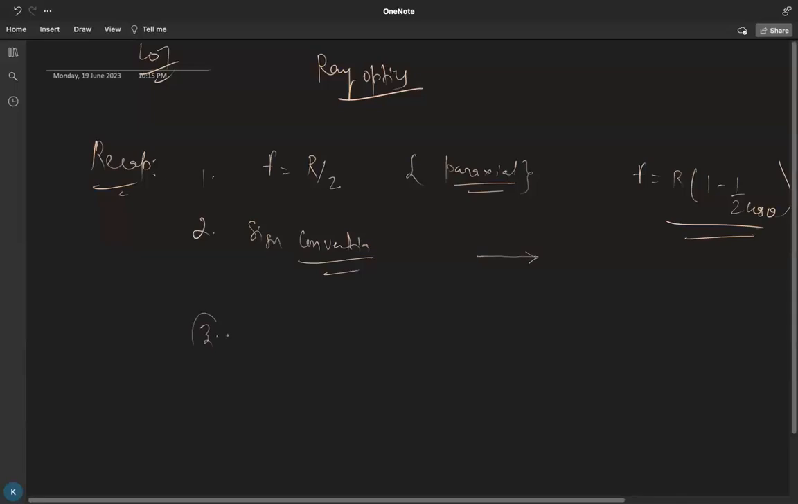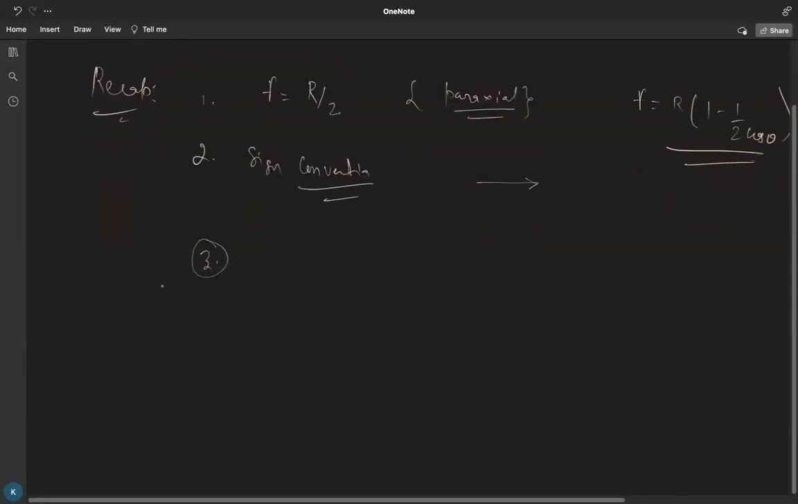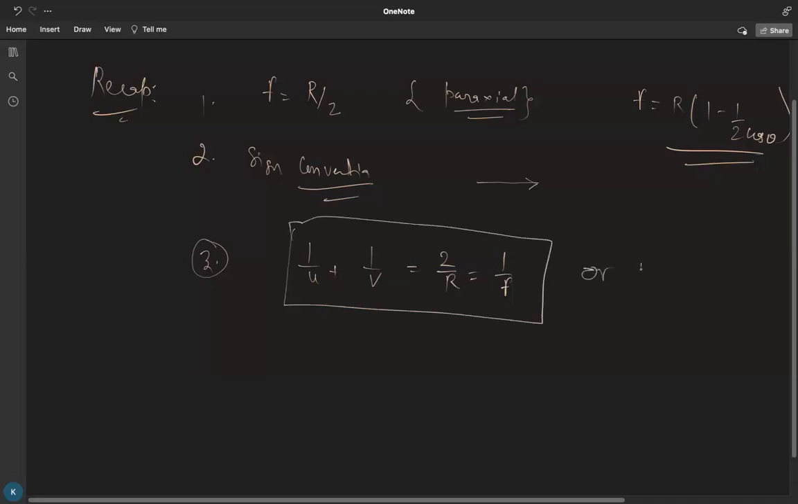The third formula we derived was the mirror formula, which is 1/v + 1/u = 2/R = 1/f. Here we also saw some terms: u denotes the object distance from the pole, and v denotes the image distance from the pole. We named this the mirror formula, and we can also write it as v = uf/(u − f). You have to use the sign convention very carefully. So we discussed all these things, right.